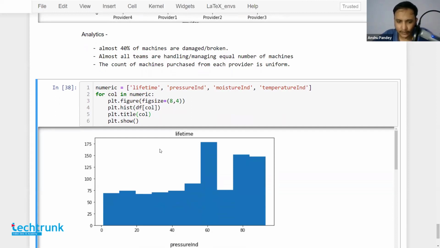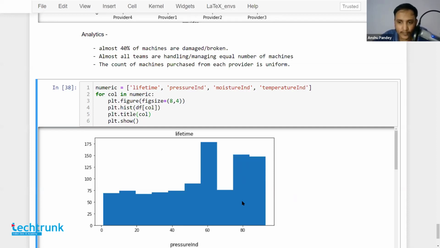As we can see, for the value of lifetime up to 60 months, right? The lifetime is in months, that is, how many months old a machine is. Approximately up to 60 months, the number of machines is uniform, but beyond 60 there is a huge number of machines. More than 80, there is a very high number of machines. So maybe these are the oldest machines so far.